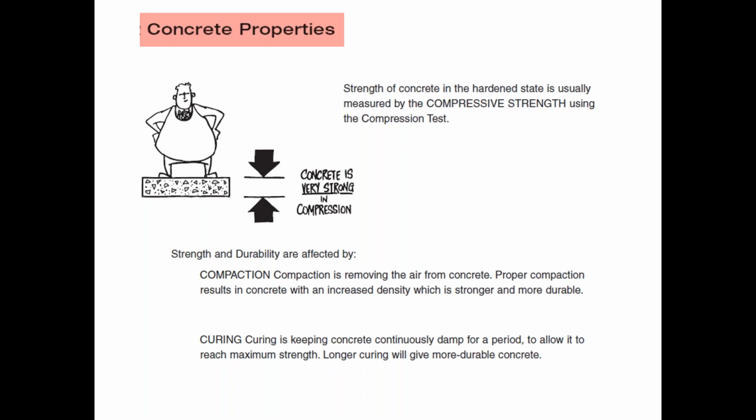The strength of concrete in a hardened state is usually measured by the compressive strength or the compression test. So again, jumping up and down on it, good concrete is nice and strong. However, strength and durability are affected by compaction. We're going to talk about that in a minute, which is when you're pouring concrete, we want to make sure we get rid of any air that gets trapped in it when it's been in the cement truck mixer and poured on site. If you have air in the concrete, that creates spaces in the concrete, so it reduces its density and it reduces its strength. So compaction is critical to get the good strong concrete that we want.